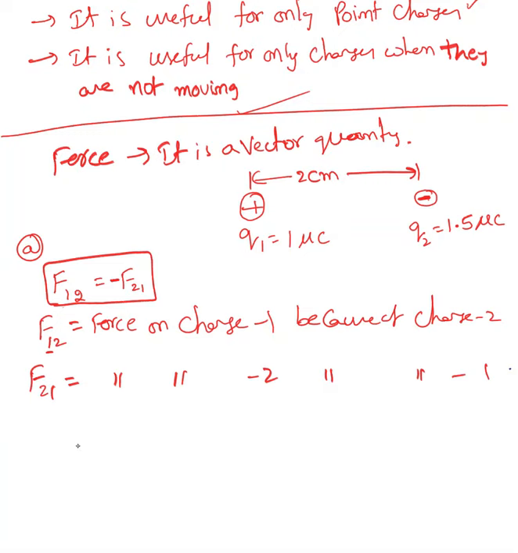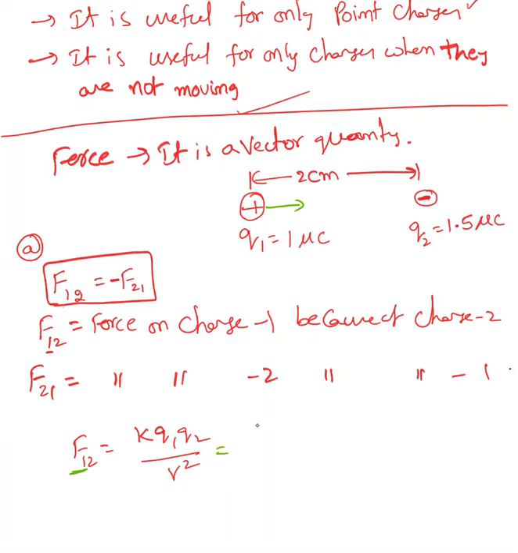Now, F12 equals K Q1 Q2 over R squared. Force on charge 1: which direction is this charge going to move because of charge 2? These two charges have opposite charge, so they attract each other. So definitely charge 1 is going to move in this direction, so the direction of F12 is towards the right. Whenever we indicate the force, you must indicate the direction too.